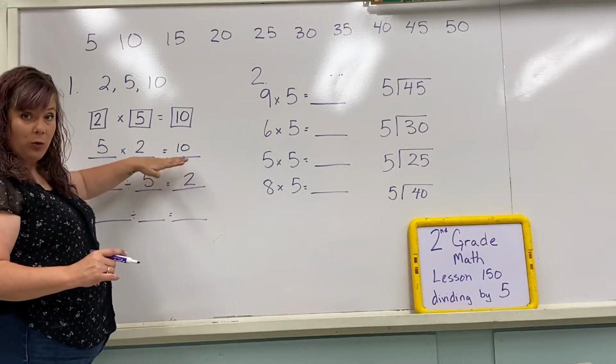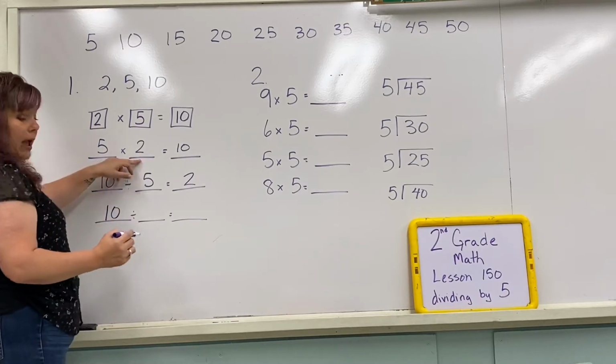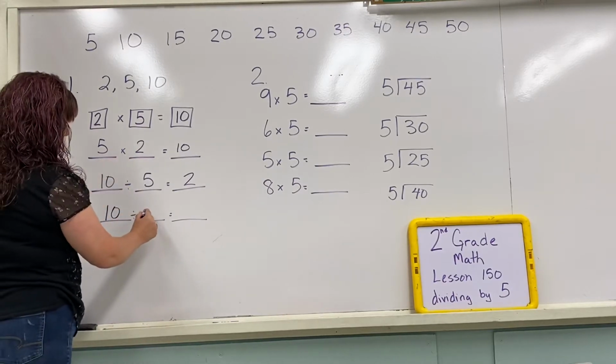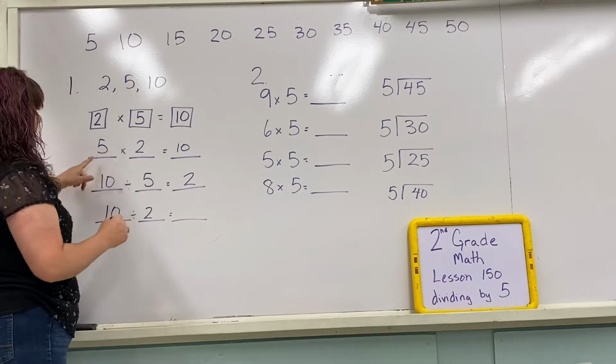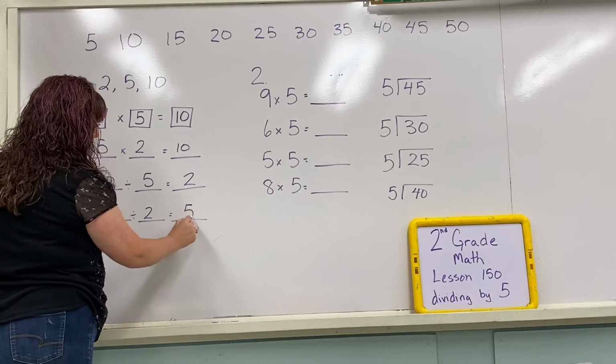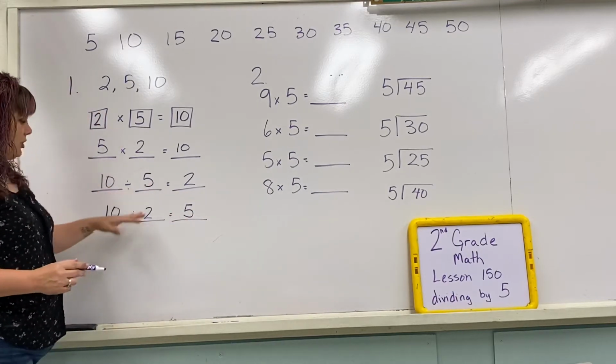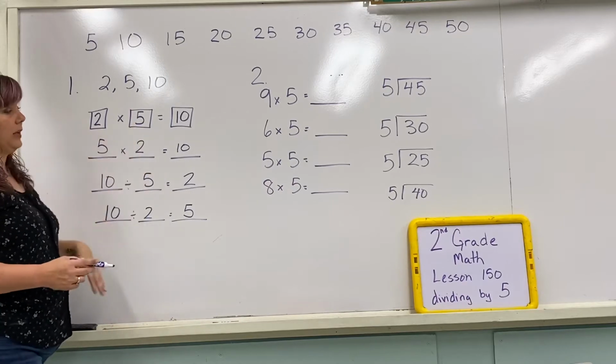Okay, so now we're going to do the next division problem, and we're going to do the second one backwards. So if we have 10 marbles and we want to give 2 to every person, then we're going to be able to give to 5 people. 10 divided by 2 is 5. Division is just the opposite of multiplication.